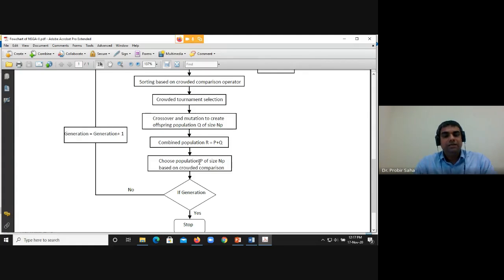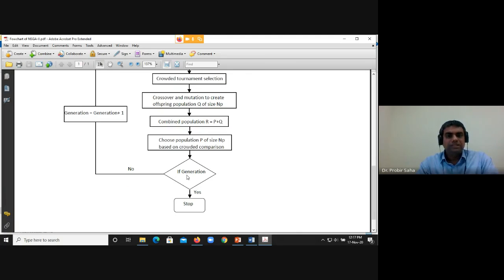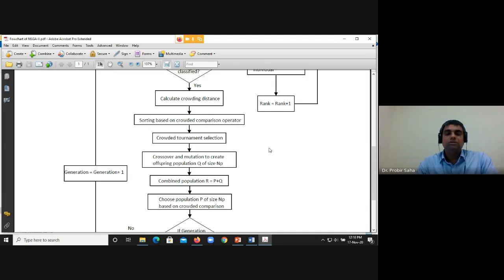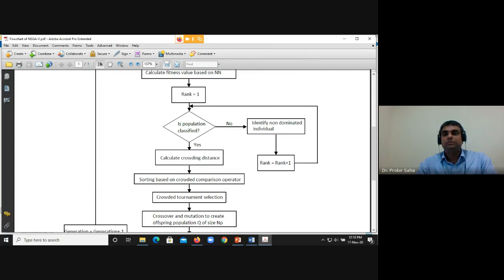To do that, we will use this crowding operator, the crowded comparison operator. We'll discuss it at length when we discuss NSGA2 more. Now we'll see if the generation is completed. Like we have said, generations are 250, 230, something like that. If the generations are completed, finally we will come out with only rank 1 solutions, which are nothing but the Pareto optimal solution. So I'll go into the detail of the other part.